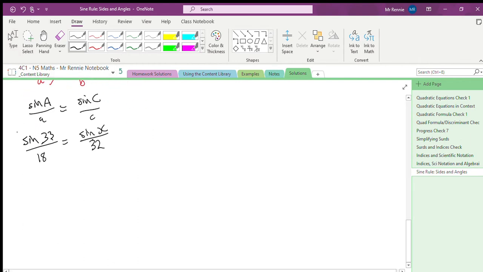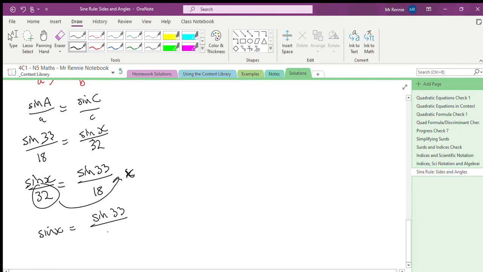Okay, again, similar to what we've done previously on one of the questions above, we're going to swap them round so that the x is going to be on the left hand side. That's how we like it. So we've done that. This then needs to move over here. It's going to become a multiply. So it's going to be sine of x equals sine of 33 divided by 18, and we're going to times that by 32. Okay, and if we do that in our calculators correctly, we get the answer 0.9682, and then there's some more after that.